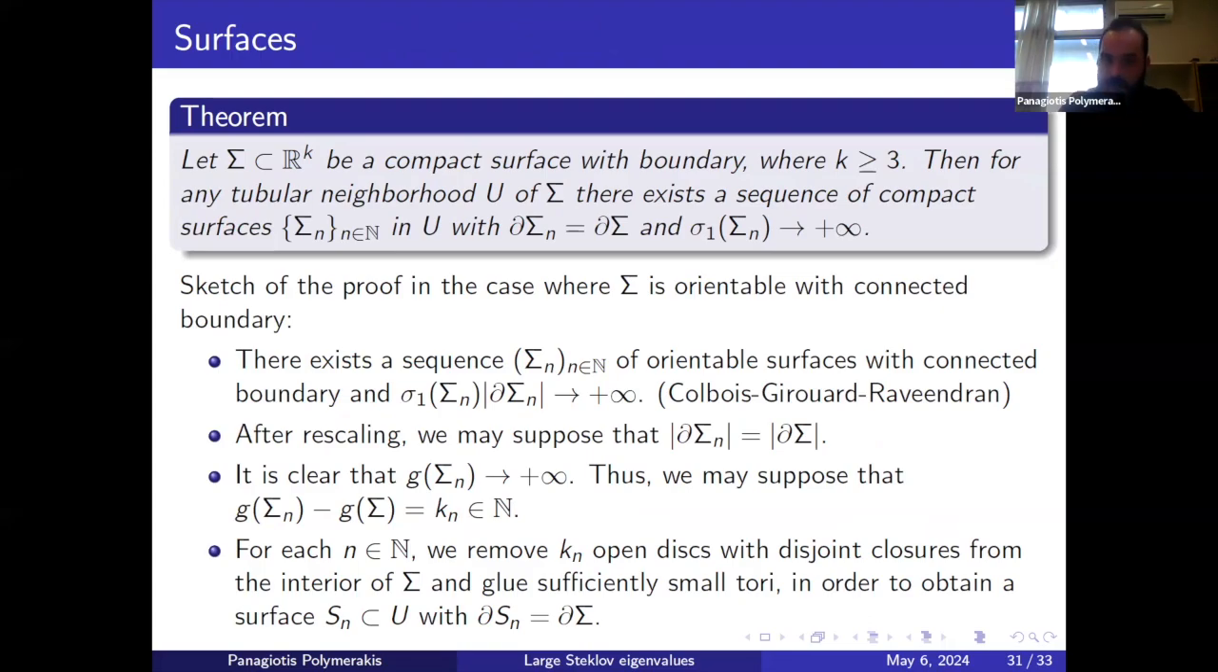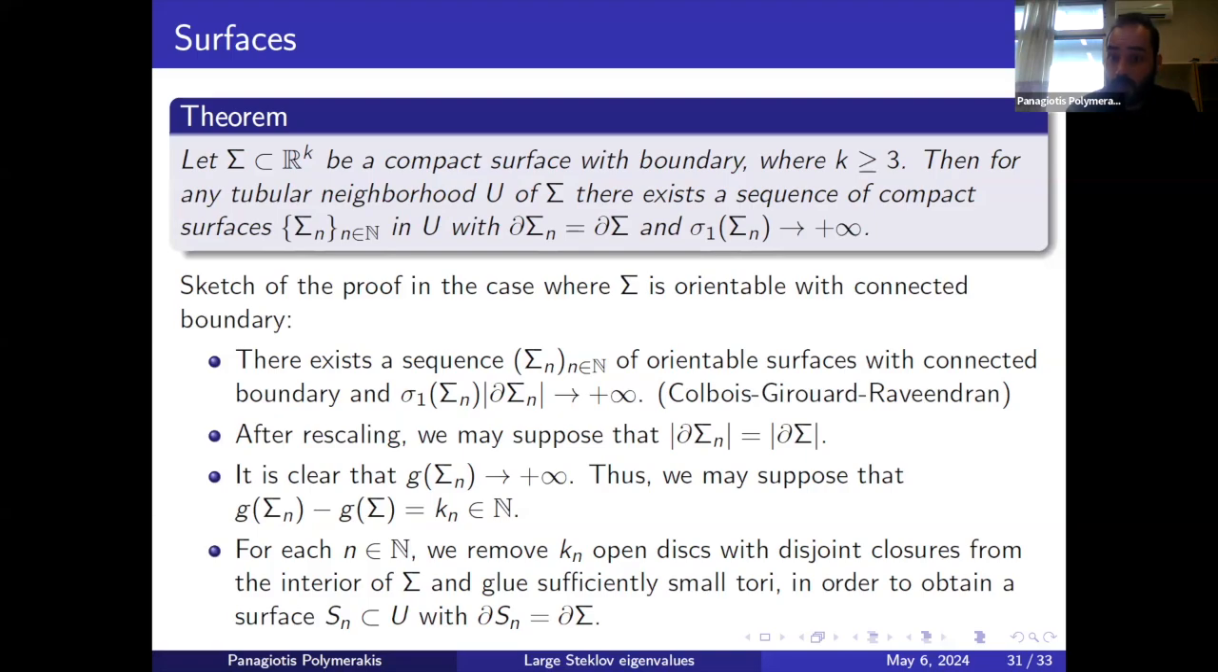Since we have some time left, let's have a look at the sketch of the proof, at least. So our theorem is the following. Suppose that we have a compact surface with boundary in a Euclidean space of dimension at least 3. Then in any tubular neighborhood of our surface, there is a sequence of compact surfaces with the same boundary and arbitrarily large first non-zero Steklov eigenvalue. So let's discuss the proof in the case where sigma, our surface, is orientable with connected boundary.